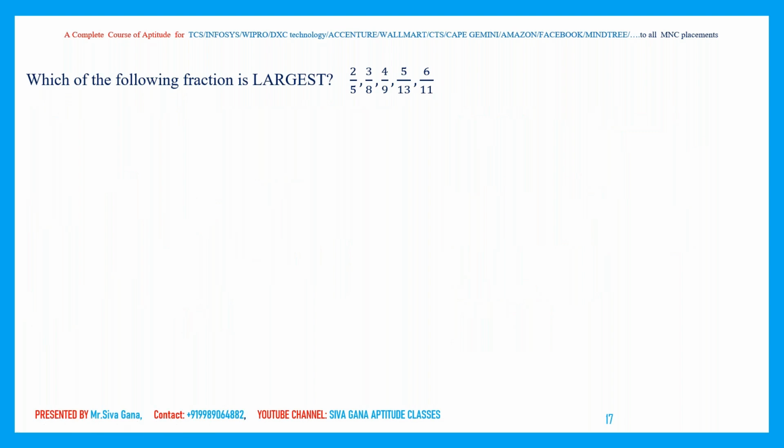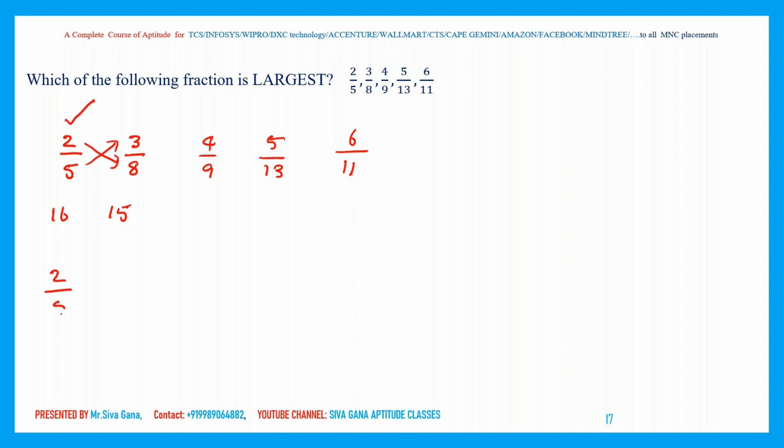Which of the fractions is largest? One frequently asked model: 2 by 5, 3 by 8, 4 by 9, 5 by 13, 6 by 11. Just observe the procedure. 8 twos are 16, 5 threes are 15, right? We need the largest, so 2 by 5 is largest.